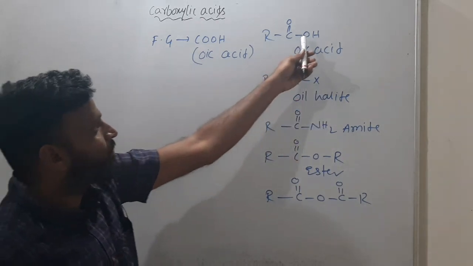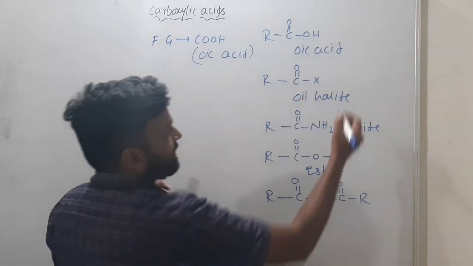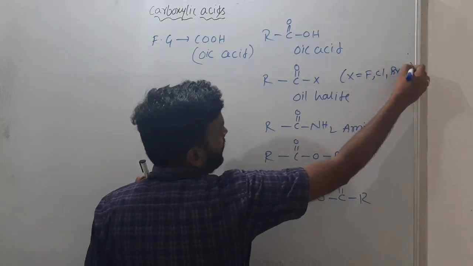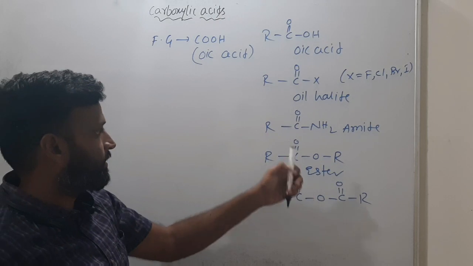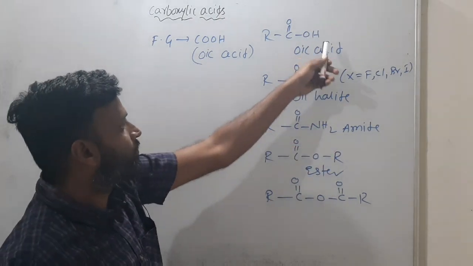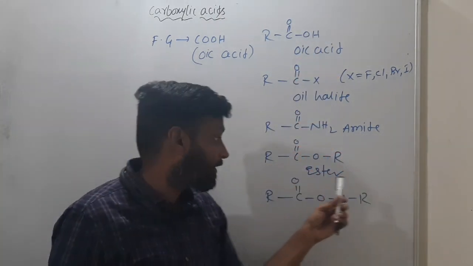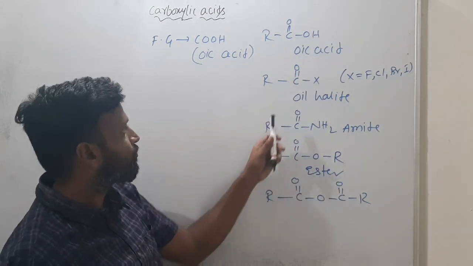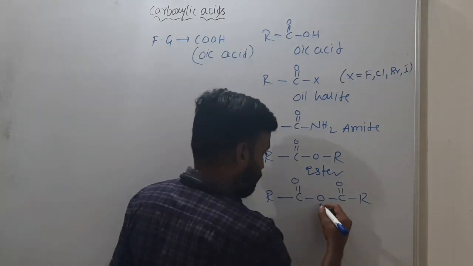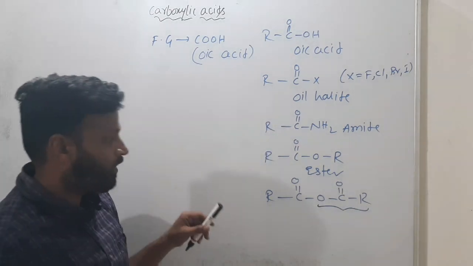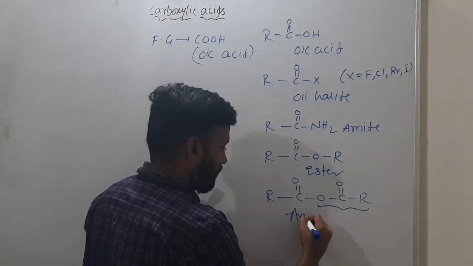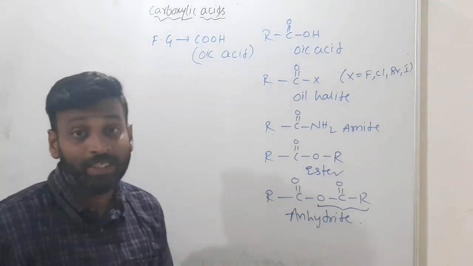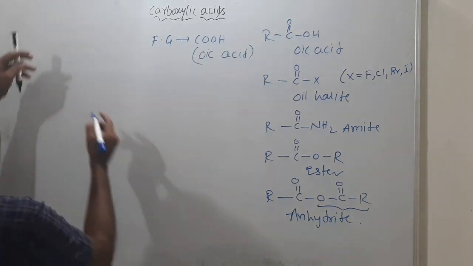Carboxylic acid, if OH is replaced by some X, what is X here? Some fluorine, chlorine, bromine, iodine like that. Those are oil halides. In place of OH, we have NH2, that is amide. In place of OH, OR, ester. In place of OH, you have this entire group, OCOR. What is this called? Anhydride.